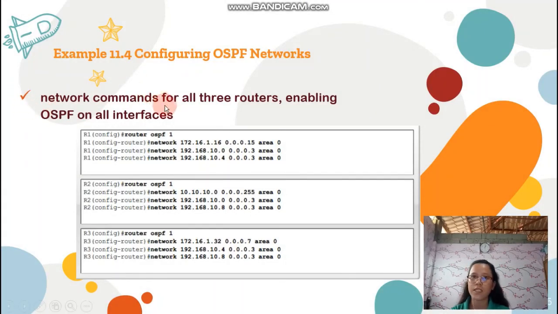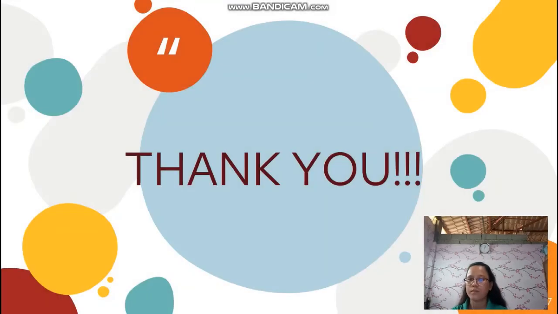So this is an example of the router OSPF command: router ospf 1, and the network command: network 172.16.1.16 0.0.0.15 area with an area ID of 0. So that would be all.